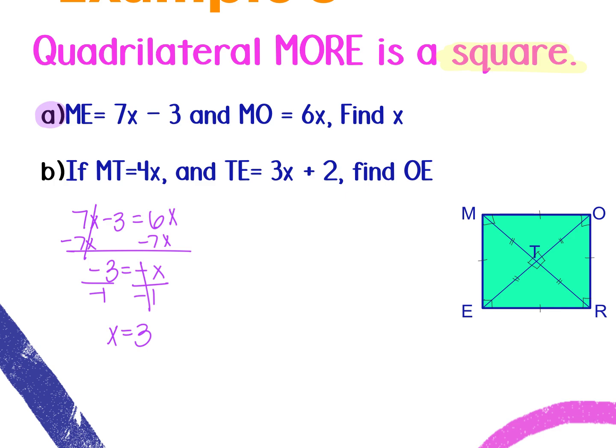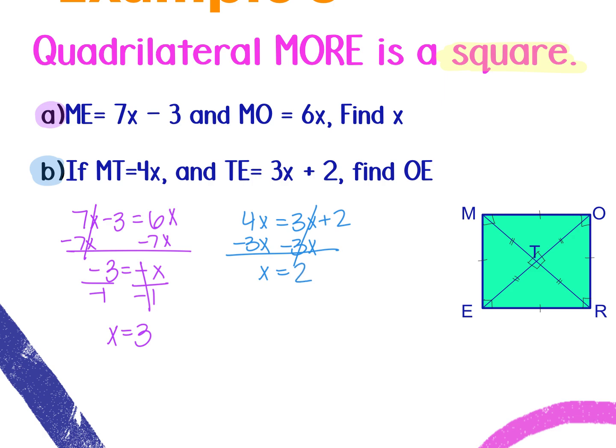Looking at B. It says, if MT is 4x and TE is 3x plus 2, find OE. How would I find OE? Keep in mind they're not asking for x. They're asking for OE, but there's something I have to do before that, Christian. Using the rectangle that is here, set them equal to each other. So I'm still setting them equal to each other. I have 4x equals 3x plus 2. I'm still going to have to solve for x. Subtract 3x from both sides. X is going to equal 2.